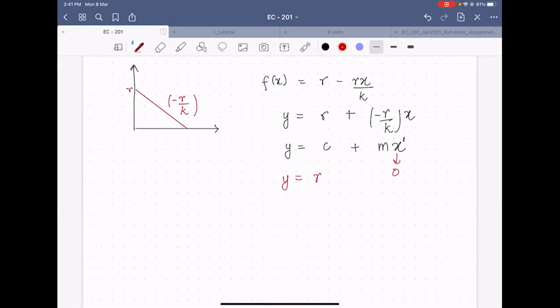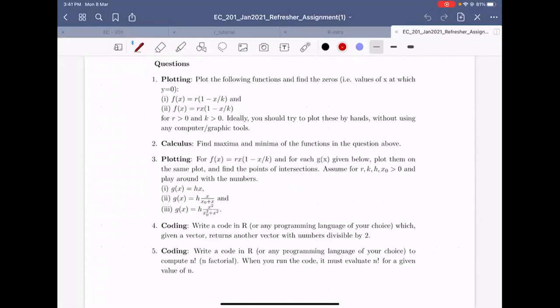What should I substitute here? If r is greater than 0, you have to find the zeros. So x is equal to 1 for the first equation. x equals 1. Are you sure? You have to find the zeros, that is the values of x at which y is equal to 0. Oh, I see. So what should I substitute?